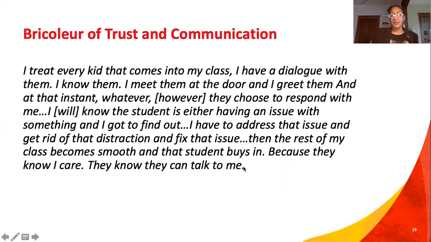Trust and communication. This particular bricoleur found that very important. So he structured his class to allow students to have different ways of communicating with each other. He made it very important to communicate with every student that walked into his classroom, and also to build trust as a very important characteristic in his classroom: trust between him and his students, and trust between the students and each other.